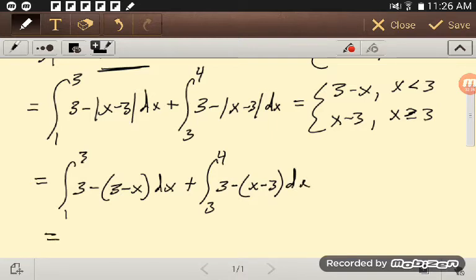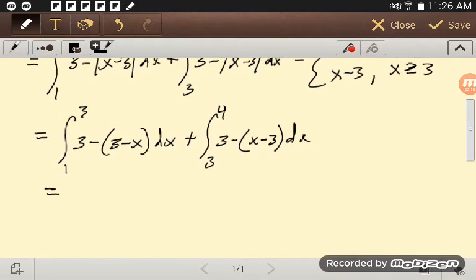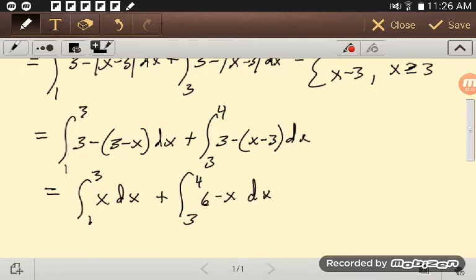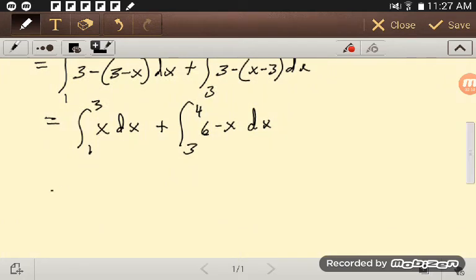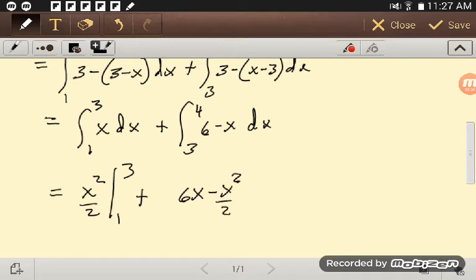And so this is the integral from 1 to 3 of x dx plus the integral from 3 to 4 of 6 minus x dx. Now we're ready for the fundamental theorem of calculus. We have x squared over 2 from 1 to 3 plus 6x minus x squared over 2 from 3 to 4.